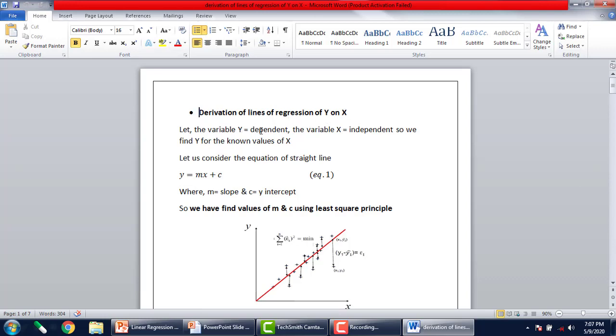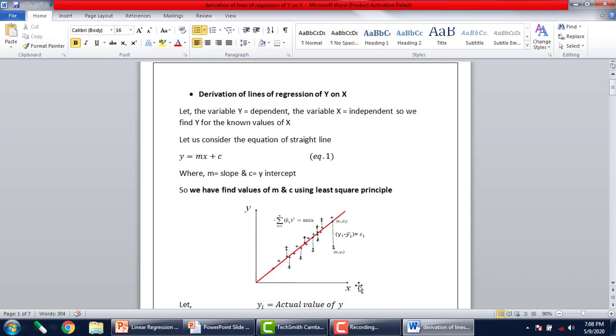Here y is dependent and x is independent. So we are finding y for a known value of x. As this is a straight line, we know the equation of a straight line is y is equal to mx plus c, where m is the slope and c is the intercept or constant. We are interested to calculate the values of m and c, and then we put them over here. That will become the derivation of the line of regression y on x.